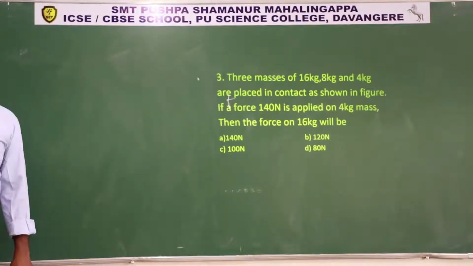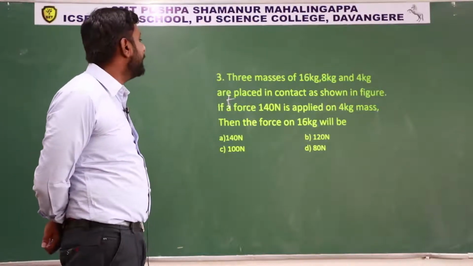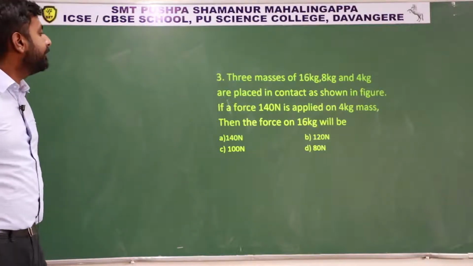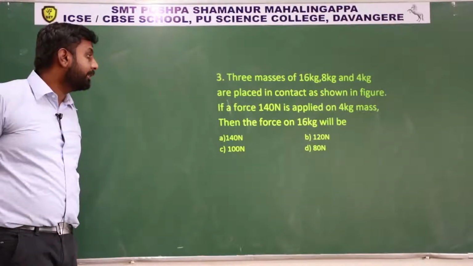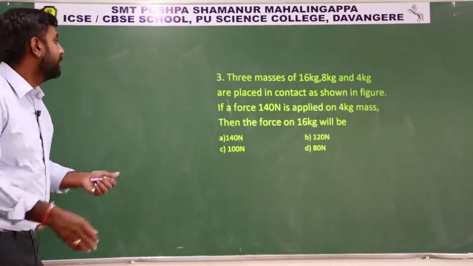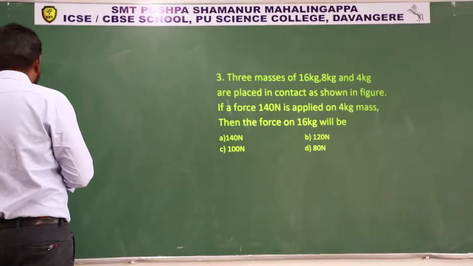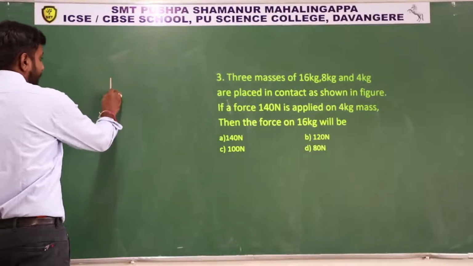And next one, 3 masses of 16 kg, 8 kg and 4 kg are placed in contact as shown in the figure. If a force of 140 Newton is applied on the 4 kg mass, then the force on the 16 kg will be. Let us consider the diagram.